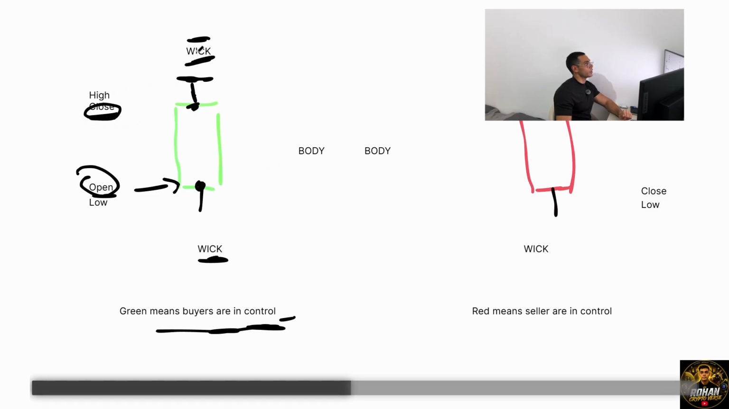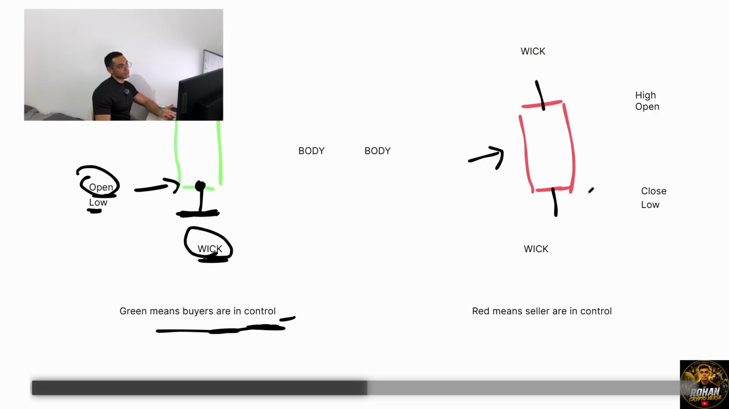The highest point of the wick is called the high of the candle, and the lowest point of the wick is called the low of the candle. So when I look at a green candle, this is the information it tells me. Now when I see a red candle, what does it mean?